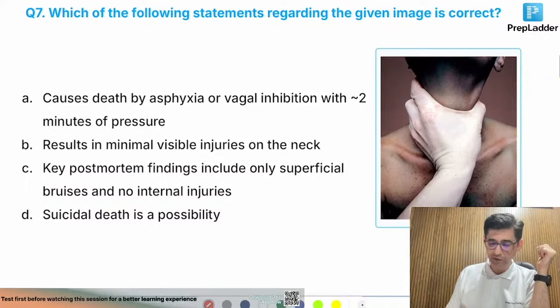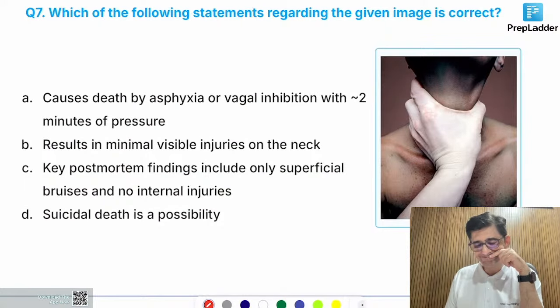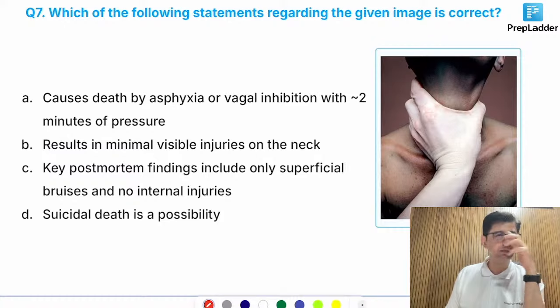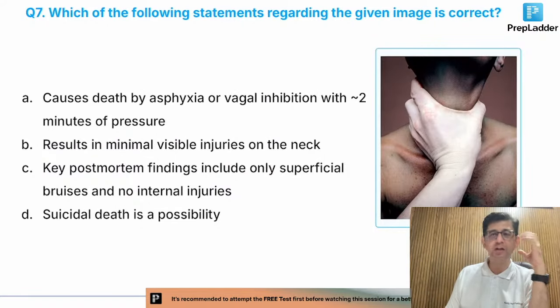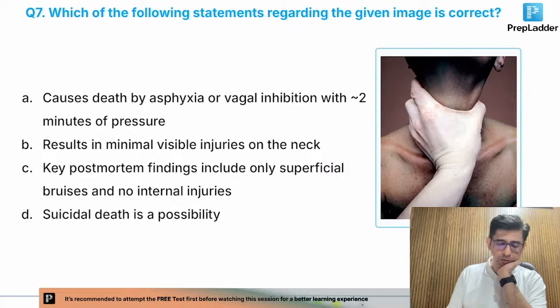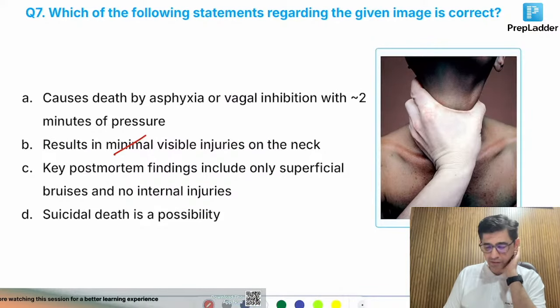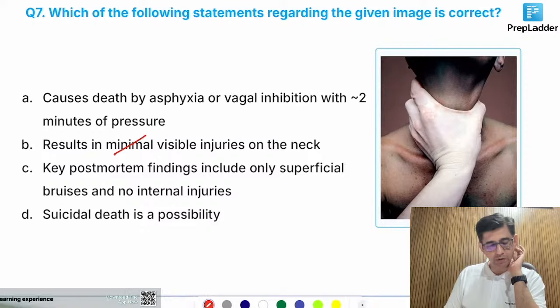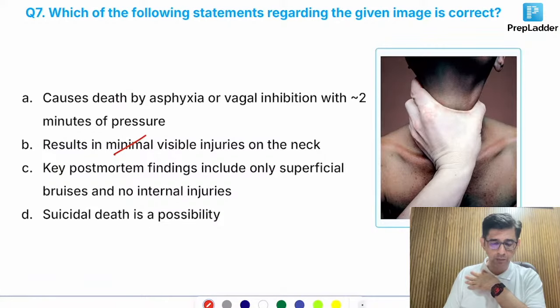The next one is with respect to throttling, and it causes a substantial amount of injuries on the neck. There would be copper penny bruises present because of the mark of the thumb and the fingers putting pressure on the neck of the patient. So minimal injuries is a wrong statement here. And key postmortem findings include only superficial bruises and no internal injuries? They could be internal injuries also. They could be internal bleeding with respect to the muscles here.